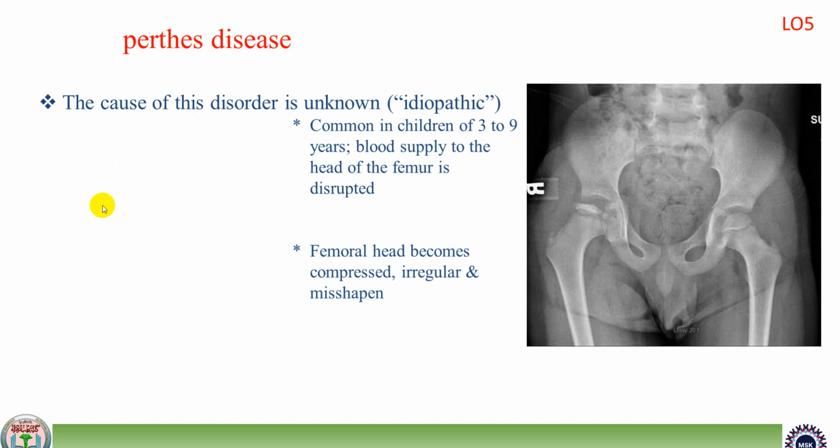Other problem might occur هنا the cause is idiopathic هنا هو هم avascular necrosis but it is idiopathic وعادة تصير بالأطفال بعمر 3 إلى 9 سنوات وهنا the blood supply to the head is disrupted and the femoral head especially the epiphyses become compressed, irregular and misshaped. There is a good chance here for regeneration and regrowth and recover from the disease or the problem might progress until adulthood.